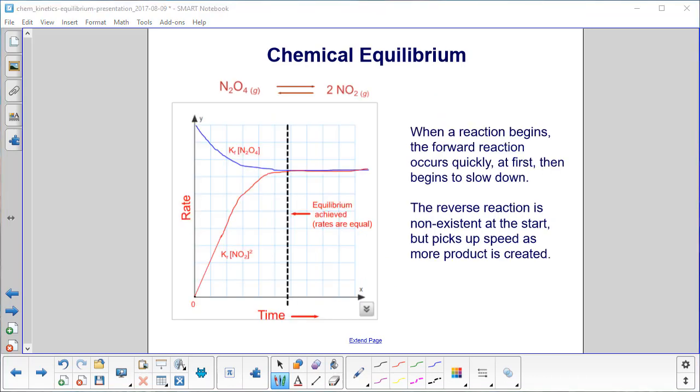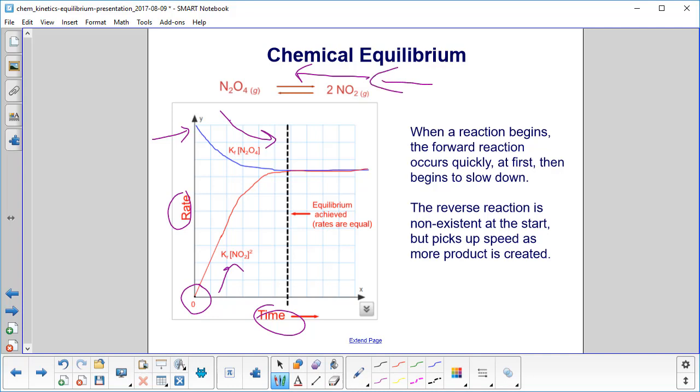When a reaction begins, the forward reaction, which in this case would be up here, the blue, this guy here, okay? You see how it starts. It has a very high rate, okay? Here's the rate, here's time, and then it begins to slow down. The reverse reaction, that's this reaction going this way, and that's down here. It's non-existent at the start, right? It's down here at 0, but then it picks up speed as more product is created and can thus support the reaction going in the backwards direction.